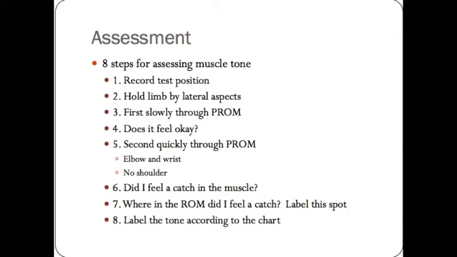The fifth step is to quickly move the limb through passive range of motion. This is joint specific. The elbow and wrist are appropriate for this step, but the shoulder is not appropriate to move quickly through range of motion because of the risk of impingement or further injury.